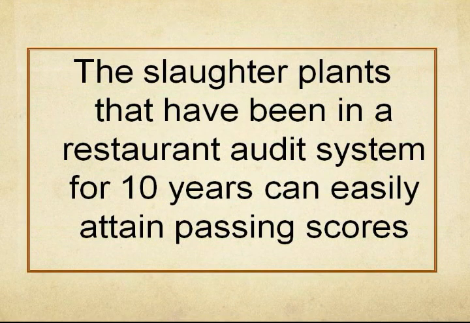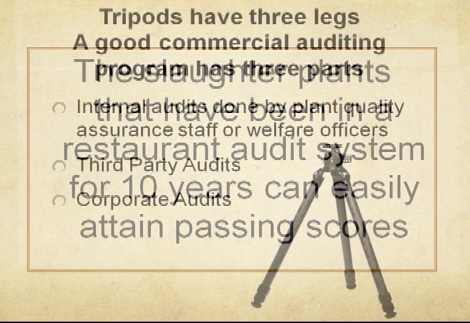And then people say, well, can't you just make it more strict? Well, on the stunning score, probably not. The plants, when you average them all up, are running right around 97, 98% beef stunning. Okay, tripods have 3 legs.